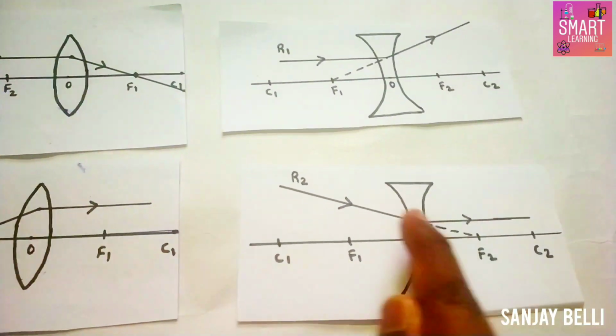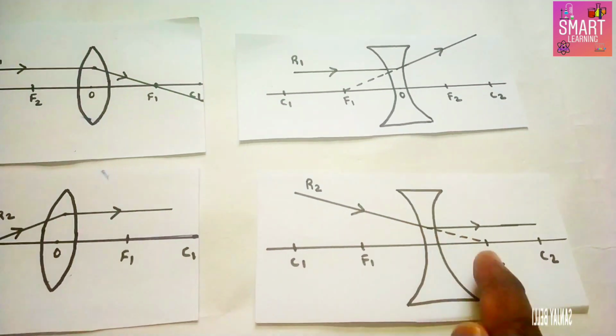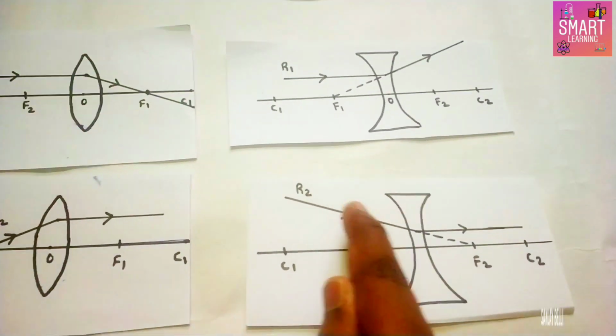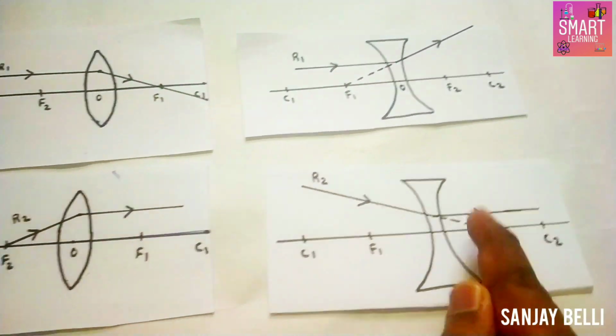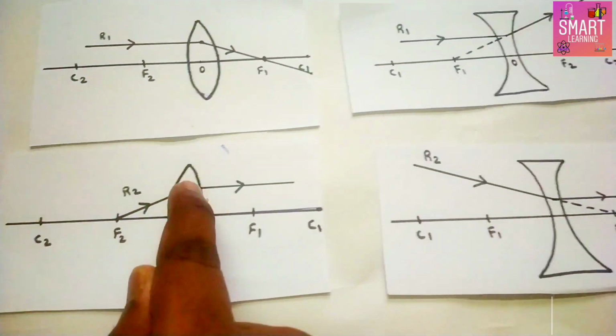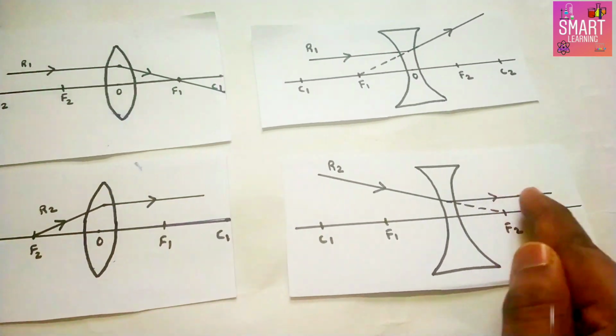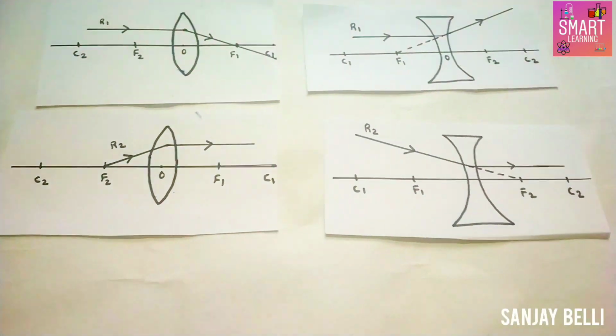These dotted lines represent the light ray passing through the focal point. Here you see the dotted line is straight. If you extend this, the light ray will be falling on the focal point. Here also you see the light ray coming from the focal point, then parallel to the principal axis. This is your rule 2.